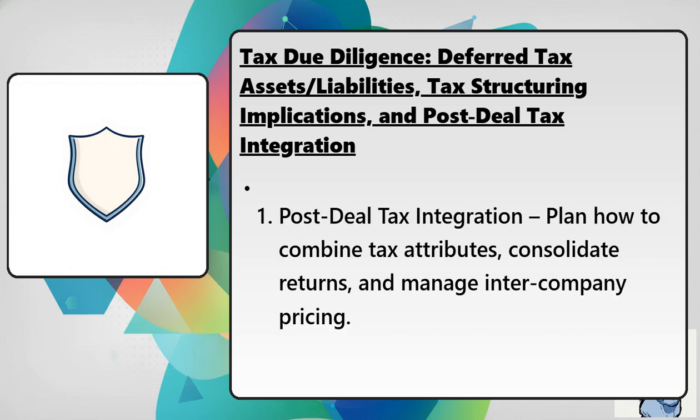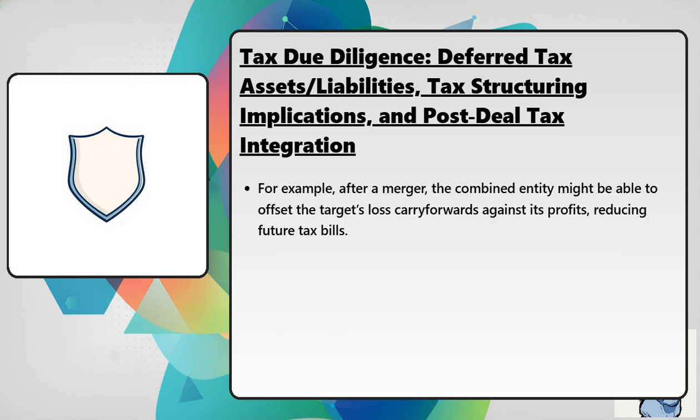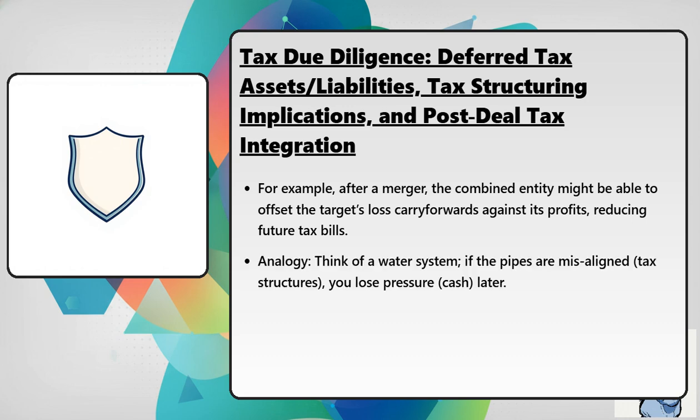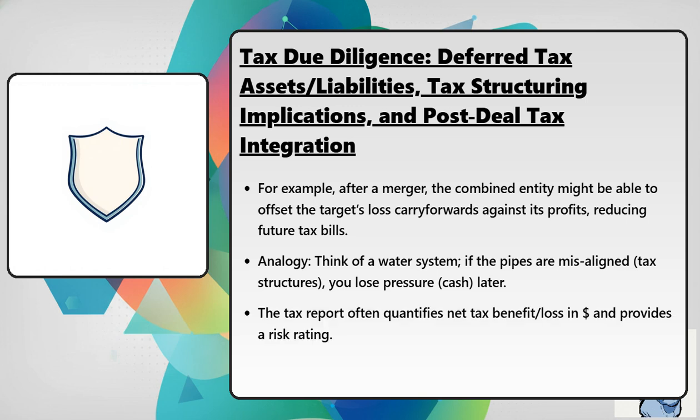Post-deal tax integration: plan how to combine tax attributes, consolidate returns, and manage intercompany pricing. For example, after a merger, the combined entity might be able to offset the target's loss carryforwards against its profits, reducing future tax bills. Analogy: think of a water system. If the pipes, the tax structures, are misaligned, you lose pressure, cash, later. The tax report often quantifies net tax benefit or loss in dollars and provides a risk rating.